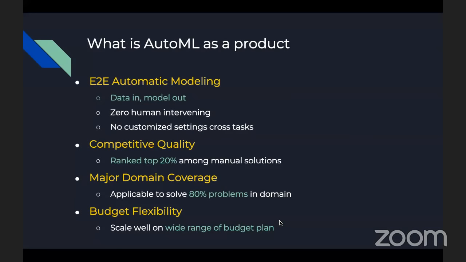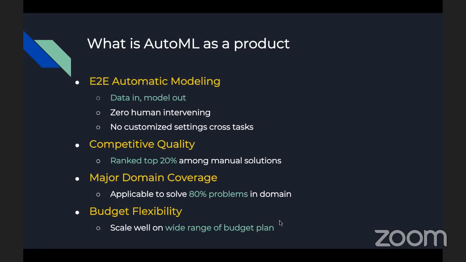It should meet these four criteria to be an AutoML product. Firstly, it should be end-to-end automatic modeling, meaning that it's basically a data in, model out pipeline. You just feed in your raw data and kick off the button, and automatically the model will be out for serving. And it requires zero human intervention for the pipeline and no customized settings across tasks.